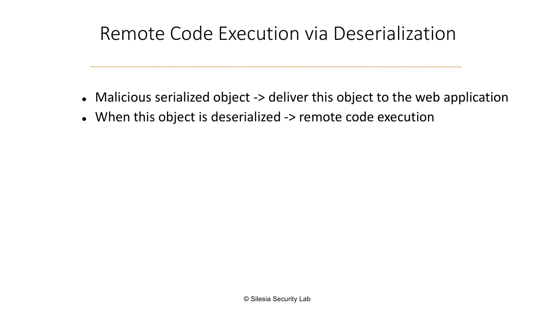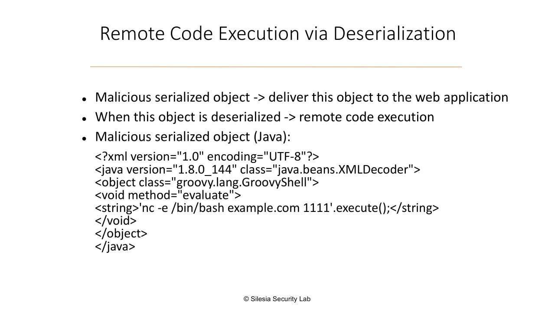So it sounds cool, I believe. But now the question is this: how does the malicious serialized object look? If we don't know how it looks, then we cannot start this attack, right? So let me now tell you how it looks, and let's proceed with our attack. So here it is. You've got a malicious serialized object in Java.